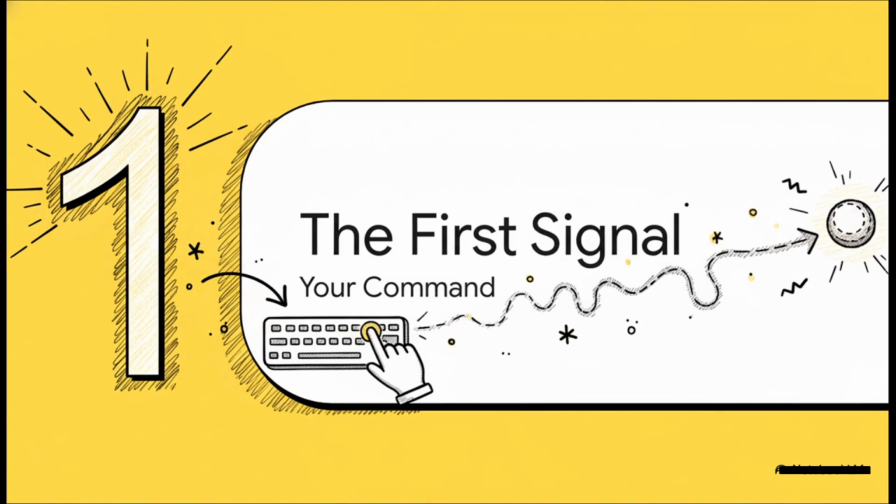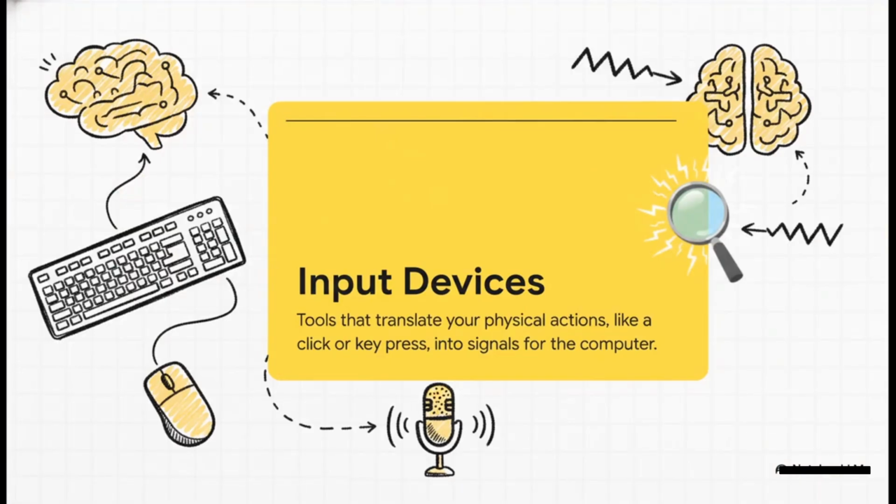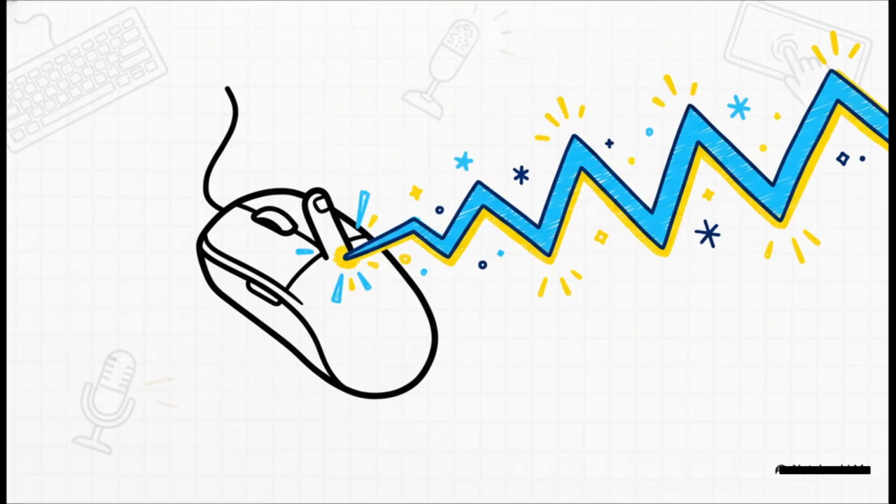The whole thing kicks off with you. Whether it's a click of the mouse or a tap on the keyboard, you are the one who sends that very first signal. Now, you can't just talk to your computer's brain directly. You need a go-between, a messenger. And that's exactly what input devices are. They're basically translators, turning your physical actions, a click, a key press, your voice, into an electrical signal that the computer can actually understand. So for our little story here, the mouse is our messenger.